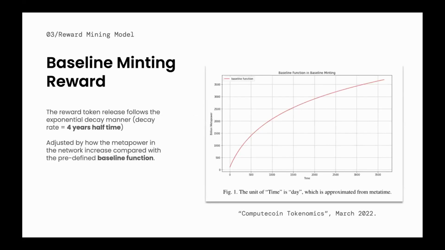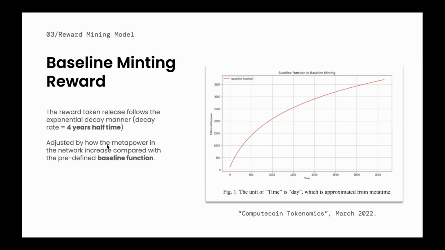Now let me dive into the details about the baseline minting reward and the stake minting reward. With the baseline minting reward, the goal is to encourage miners to join us and to keep the growth of the whole network. Remember, the third principle in our design principle list is growth, right? This is quite similar to some other mining projects like Filecoin. We have this baseline function, which is a measure of the total computing power in our network. The reward token release follows an exponential decay. The decay rate is a 4-year half-life, which is similar to Bitcoin, right? But this reward token release is adjusted automatically by smart contract.